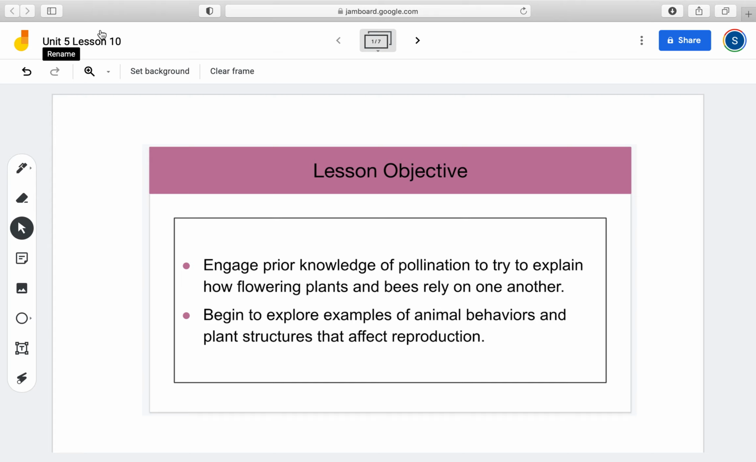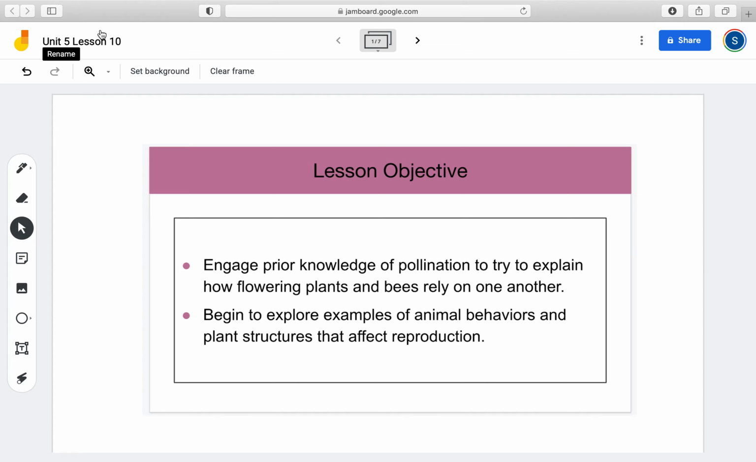This video will review how to provide visual supports for two of the student activities for Unit 5, Day 10. The lesson objectives are to engage prior knowledge of pollination, to try to explain how flowering plants and bees rely on one another, and to begin to explore examples of animal behaviors and plant structures that affect reproduction.